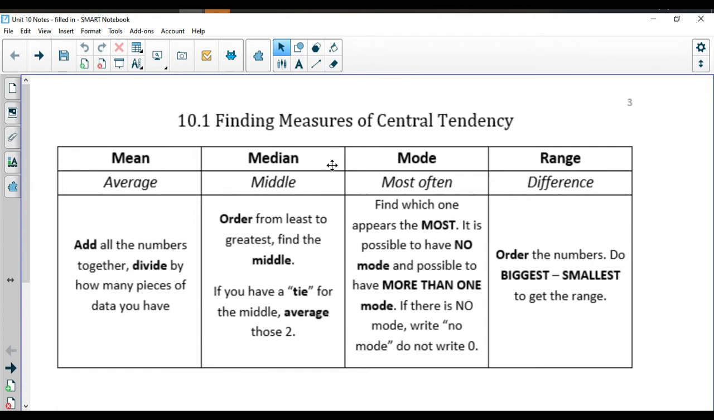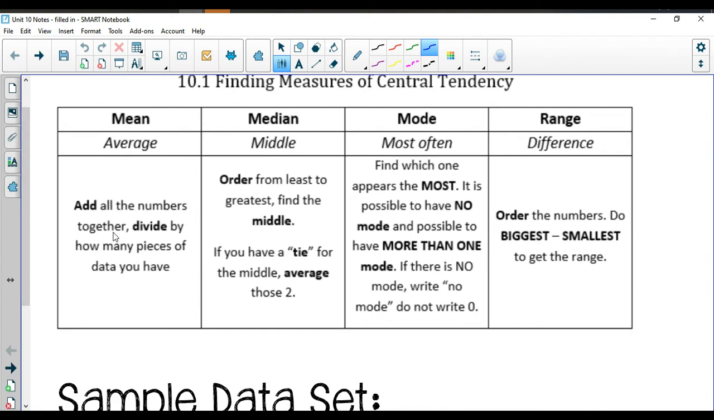So for 10.1, we're going to talk about mean, median, mode, and range. The mean, when we talk about the mean of a set of numbers, can also be called the average. The average, in order to find this, you're going to add all the numbers together and divide by how many pieces of data you actually have. So a lot of times people say add the numbers and divide by how many numbers you had. It gets a little confusing, so that's why we say go back and count how many pieces of data you have.